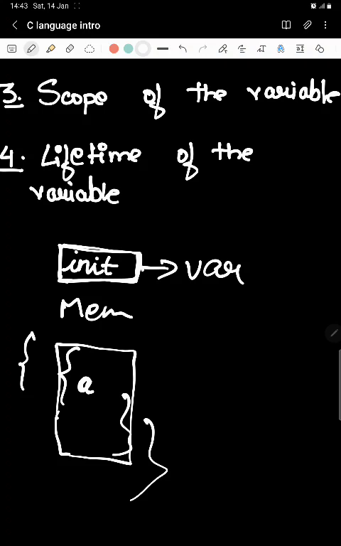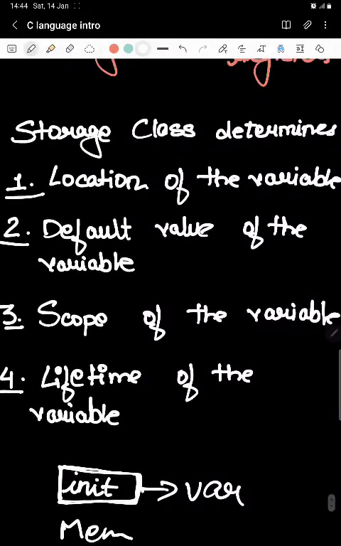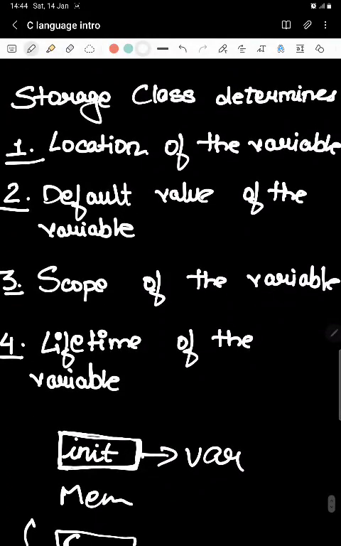Now talking about the lifetime of a variable, lifetime is nothing but the life of the variable, that is, how long this variable will exist. If I have created a variable a here, will it exist for the entire program, or only till this block of code executes, or in some other blocks of code also? This is defined by the storage class. Now depending upon these four things, that is the location of the variable, the default value, scope and lifetime, we can divide the storage classes into four types.